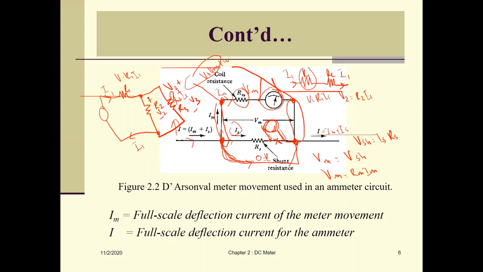But the current is not the same here. For example, I2 is not the same as I3, because the current, for example I1, will be split by 2. One goes to I3 and one goes to I2, depending on the value of the resistor. The higher the resistor, the lower the current. That is the concept for electrical.